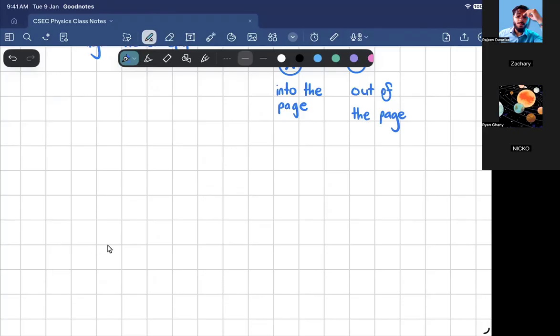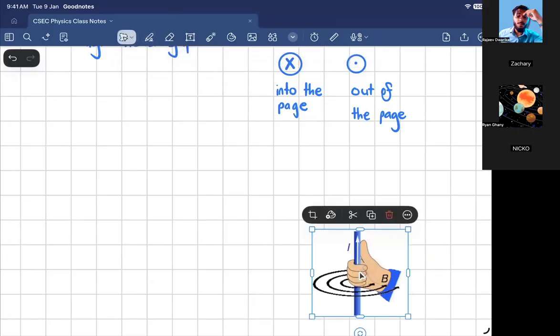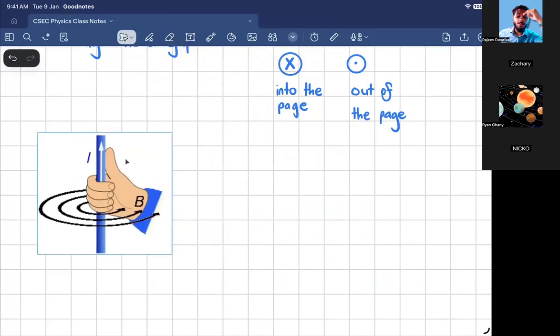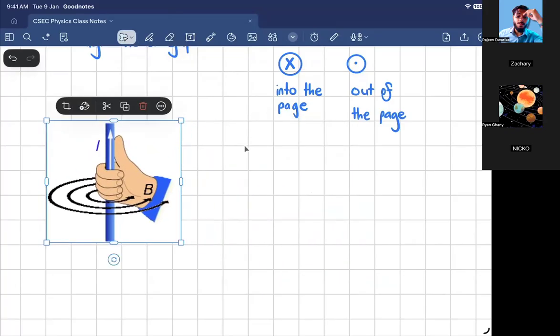Nikolai, what are the two ways the magnetic field around the wire would travel in? Do you have any idea? Zachary? Nikolai, do you know? Nah, no clue. This is what happens when you teach maths and you just wake up in the morning and immediately start teaching physics. Your brain is kind of foggy. But Nikolai, trust me, you can figure it out.